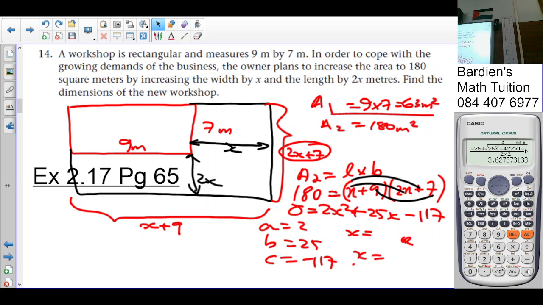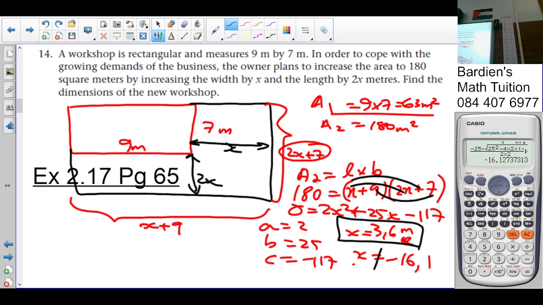So it's going to be 3,6 meters. And of course the one with the negative is negative 16,1. But can the increased length to make it bigger be negative? No. So that is the solution we're looking at.